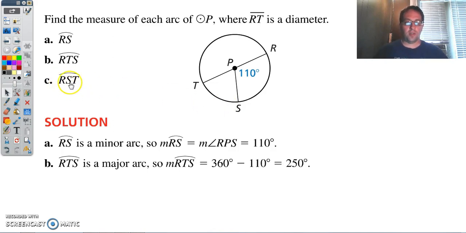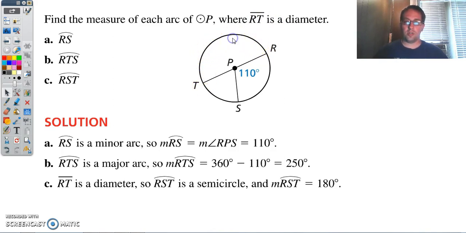Now it wants us to find RST. So RS to T. Well, on this one, that would be this whole thing, which it doesn't give us any measures there, but it does tell us that segment RT is a diameter. And since that's a diameter, that means it cuts the circle in half, and so this is a semicircle, so it's a measure of 180 degrees.